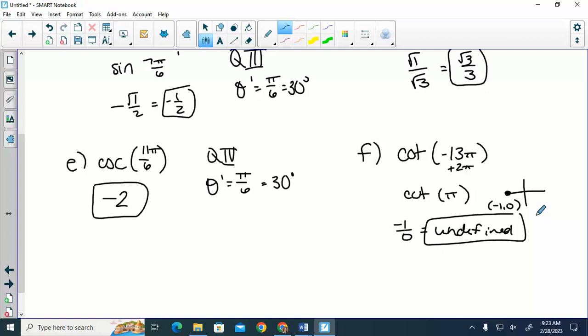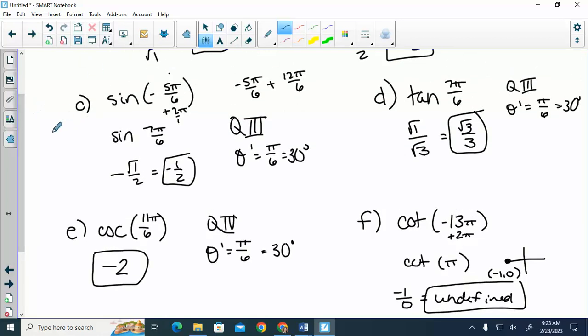Is that better? You guys think you could do that on your test? I just have one question on C. Uh-huh. I did it a little bit differently. I just kind of ignored the negative and did the 5 pi over 6 was in quadrant 2 and reference angle 30 degrees and then brought down the negative at the end.